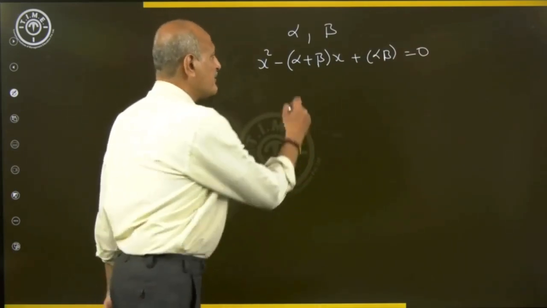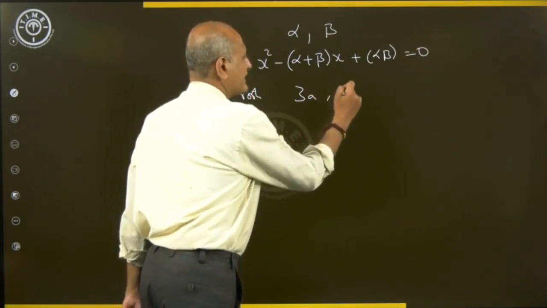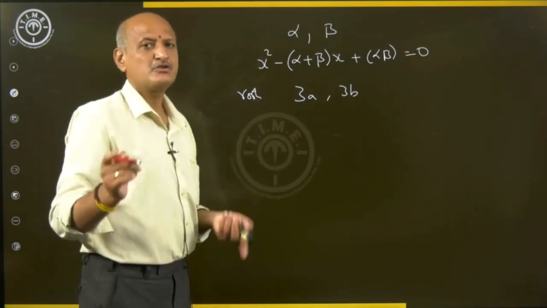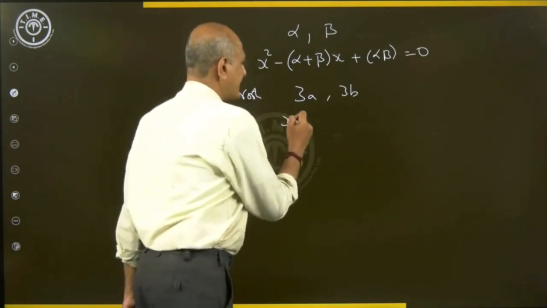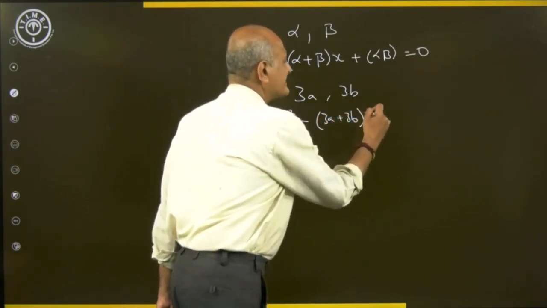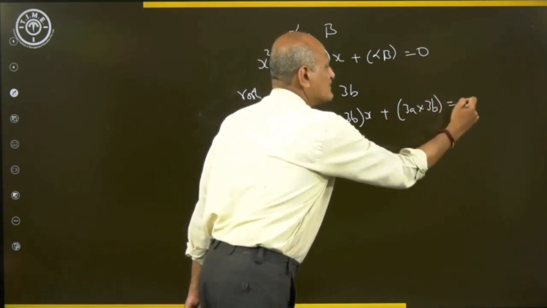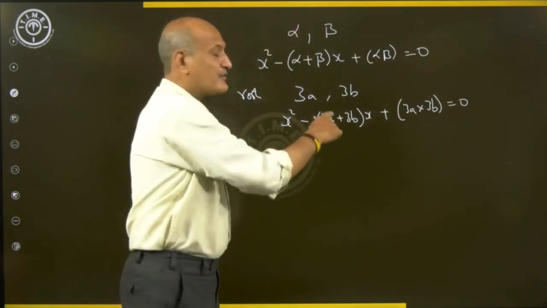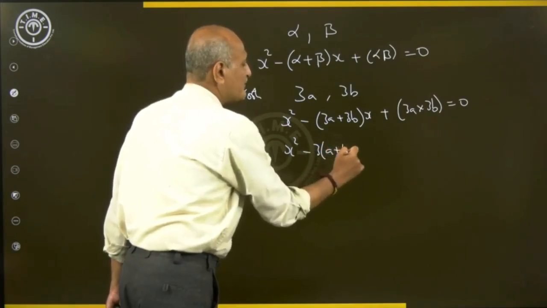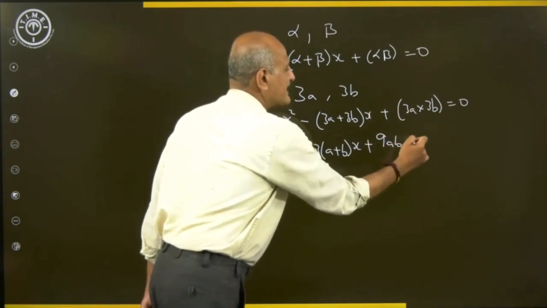Now in our problem, the roots are given as 3a and 3b. What does that mean? The quadratic equation with these roots should be in this format: x square minus of (3a plus 3b) into x plus 3a into 3b is equal to 0. Let's simplify this. I could take 3 common outside and write this as x square minus 3 times (a plus b) into x plus 9ab is equal to 0.